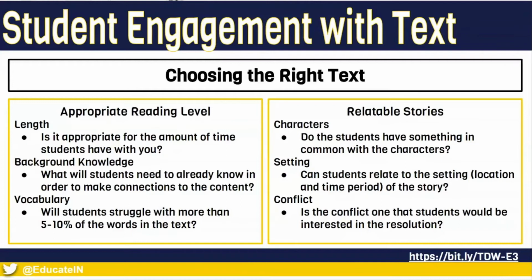Next is the setting of places they can relate to. Can they picture it in their mind? Do they know what it's like to live on a farm, or can they relate to 18th century England without your support? If you know that students are going to struggle with the setting, consider choosing a text that will provide the same literary wealth, but in a setting that's more relatable. And lastly, is the conflict of the story one that students will be interested in the resolution? Does the main character learn some type of lesson from which students can also benefit? These are all key details to consider when making sure that you choose a text that students can engage with.